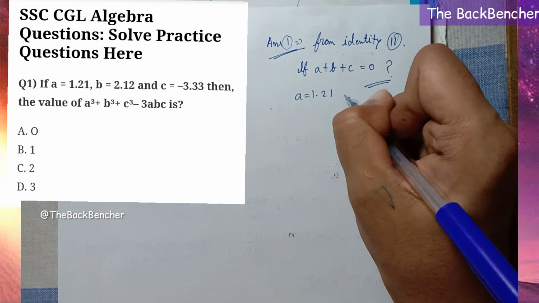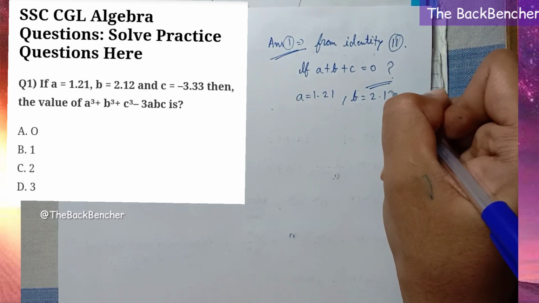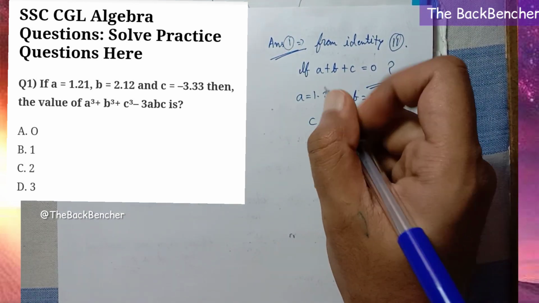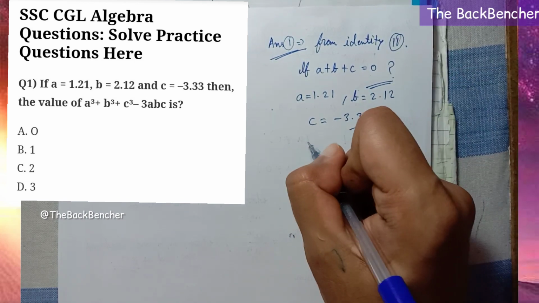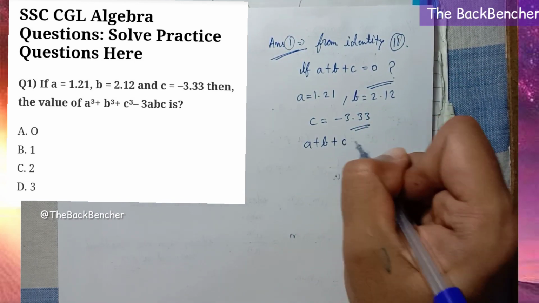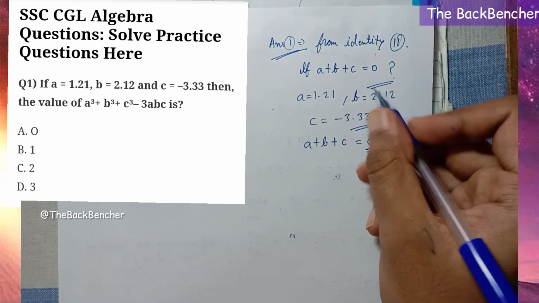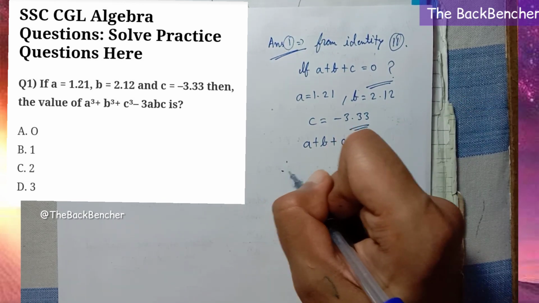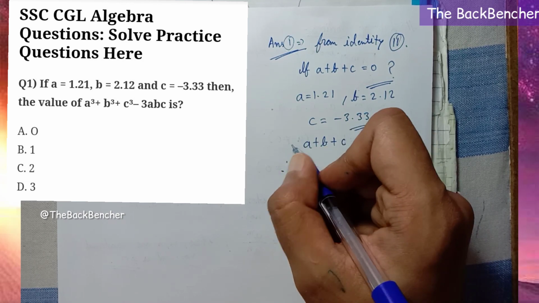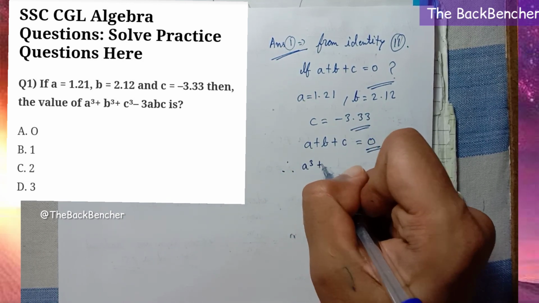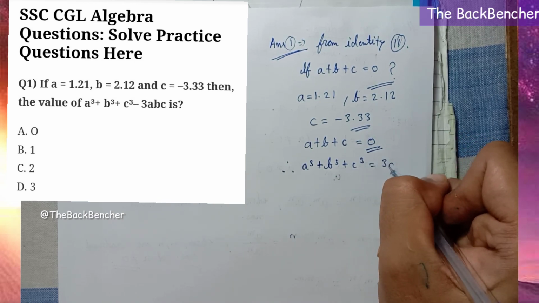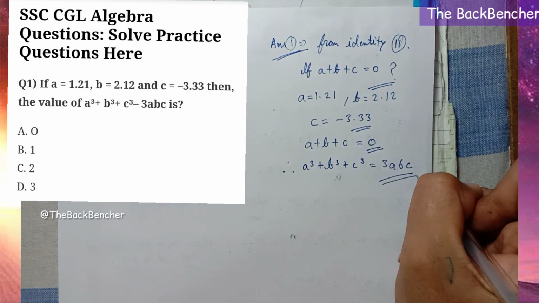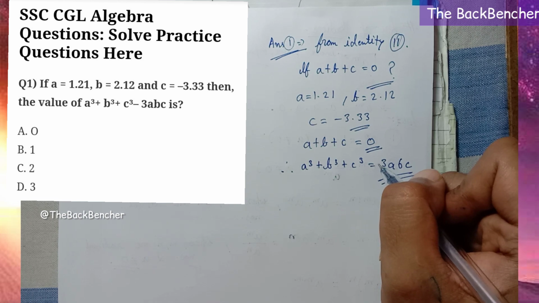If A plus B plus C equals 0, here you can see that A is equal to 1, B is equal to this 1.21 and C is equal to this. After adding all this, you will get 0. It means that A plus B plus C, you see in the 11th equation in your notebook, will be A cube plus B cube plus C cube is equal to 3ABC. I have written for you here again, so you can see it.